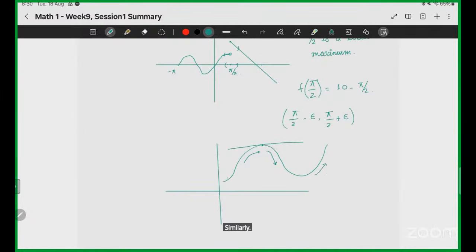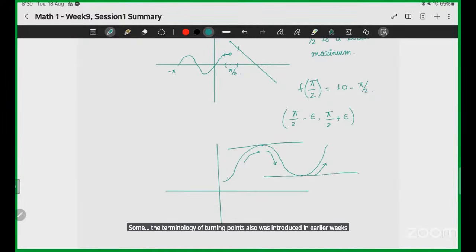Similarly, when it goes from decreasing to increasing, the terminology of turning points also was introduced in earlier weeks. You can relate it to that. The tangent has to go flat.